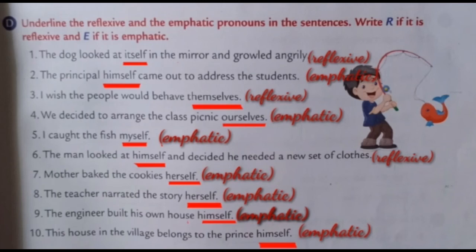What kind, children? Reflexive. Then, seventh one, mother baked the cookies herself. Here, the answer is herself. What kind? Emphatic. Eighth one, the teacher narrated the story herself.